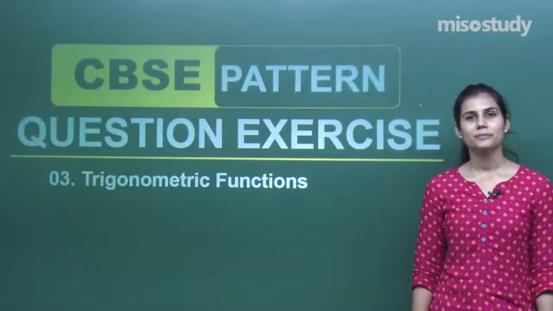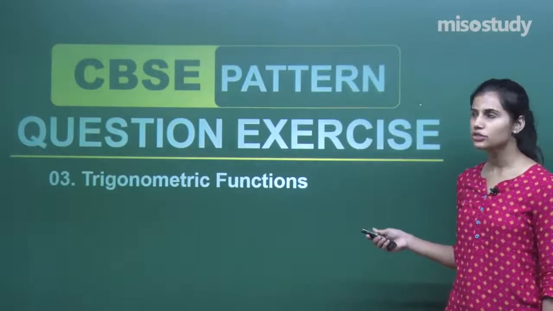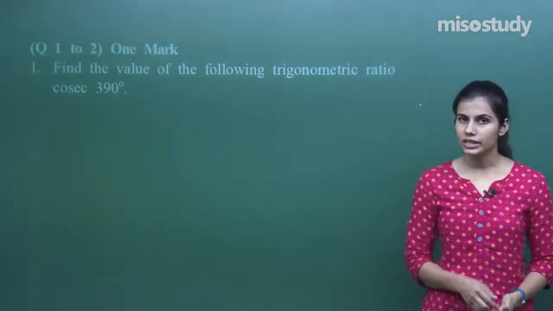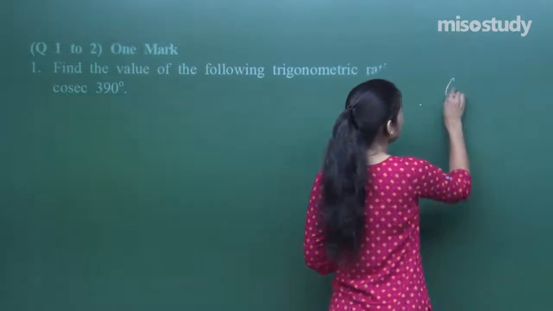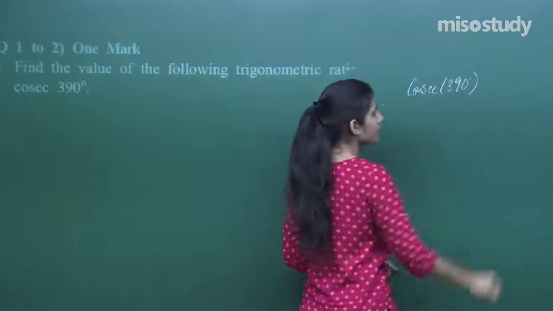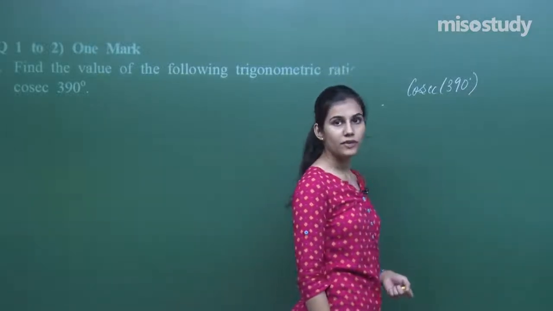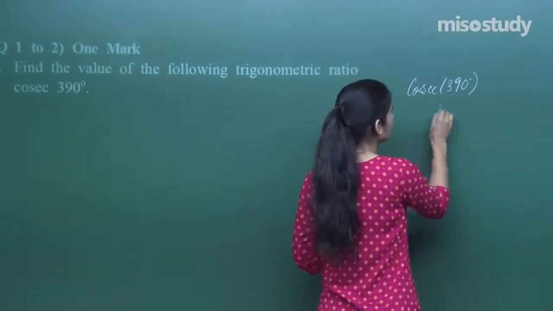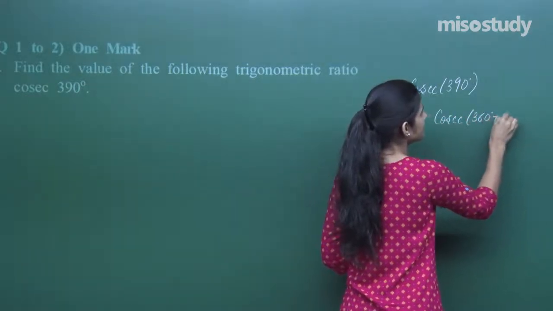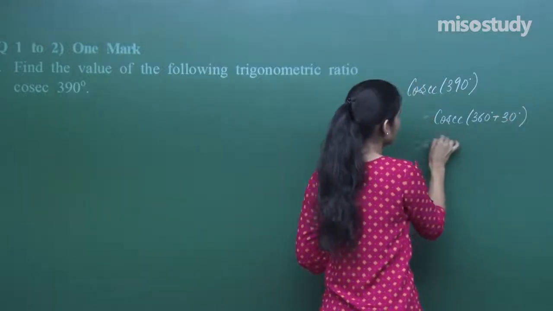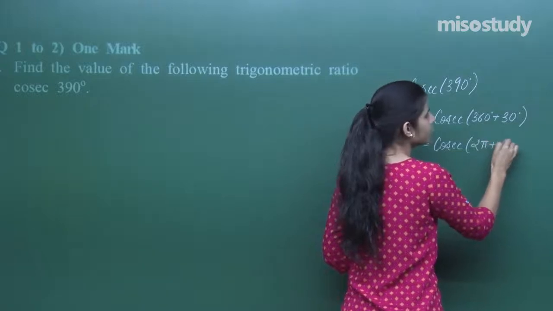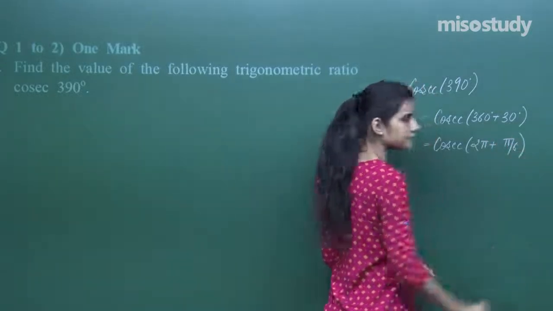Okay guys, let's talk about the questions now over trigonometric functions. Find the value of this particular trigonometric ratio, that is cosec 390 degrees. Now obviously here, if it is given cosec 390, try to break it up with the help of allied angles. The closest to this is obviously 360. So I break it up as 360 plus 30. Now if you remember, in radian, 360 is written as 2 pi and 30 is written as pi by 6.